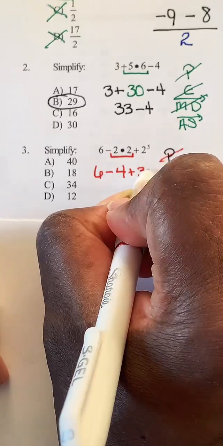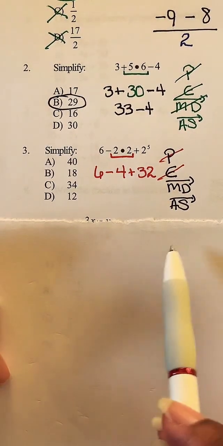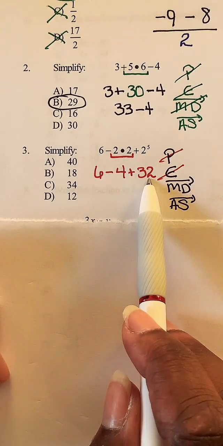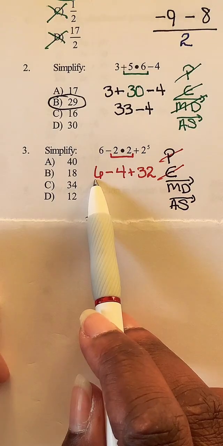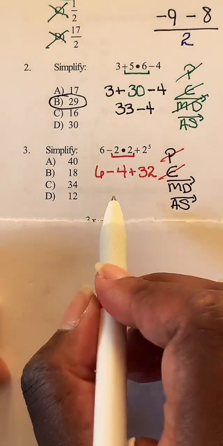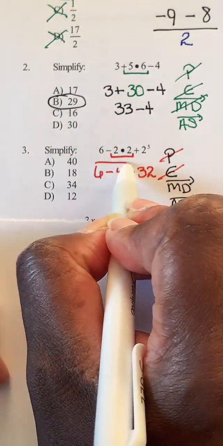So we have 2 to the 5th power. Then we have multiplication or division. We have multiplication, and it's a negative 2 times 2, so that will give me a negative 4. So we have 6 minus 4 plus 32.